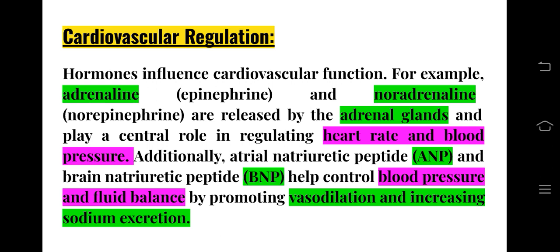Cardiovascular regulation. Hormones influence cardiovascular function, for example, adrenaline or epinephrine and norepinephrine are released by the adrenal glands and play a central role in regulating heart rate and blood pressure. Additionally, atrial natriuretic peptide ANP and brain natriuretic peptide BNP can control blood pressure and fluid balance, by promoting vasodilation and increasing sodium excretion. This can be stated as a cardiovascular regulation.